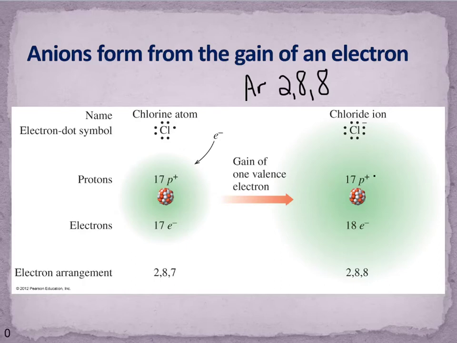Just like with the cation, I don't put the 1 in there because I have the minus sign and it's only a 1. If I looked at something that had a 2- charge, I would need to show that as 2-. I can't just put a minus for that. But now when I look at the electron arrangement of my chloride ion, it's exactly the same as the electron arrangement for argon. So we see that atoms are going to do what they need to do in order to get to that octet. They want that and they're happy with the octet.